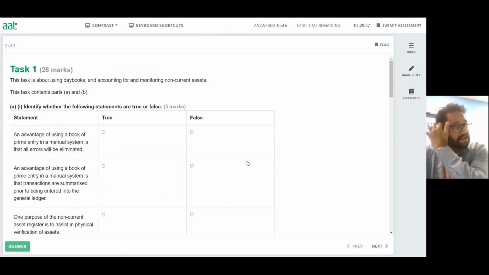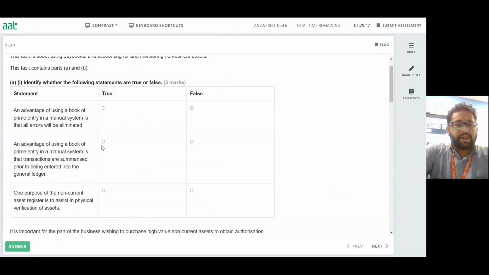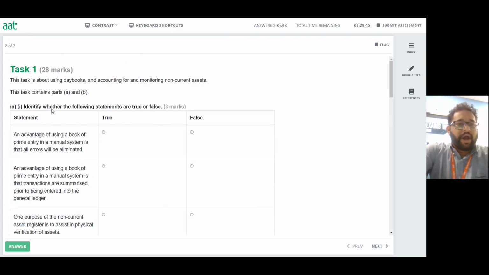So the first task is about using daybooks, accounting for and monitoring non-current assets. Okay, so this is part of it. Parts A and B are going to be related to that one. So let's look at the first one. Identify whether the following statements are true or false.